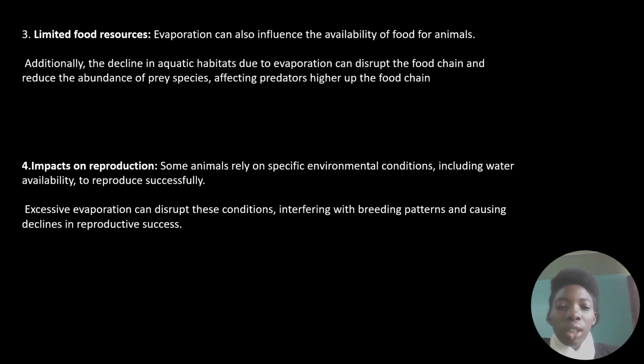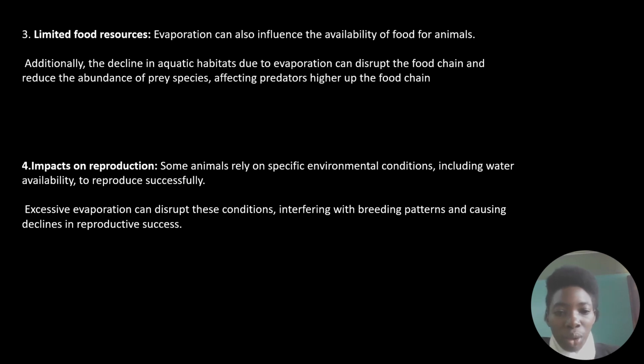And also, excessive change in the evaporation rate will limit the food resources for animals, where the evaporation rate also influences the availability of food for the animals. Where there is a favorable or optimal rate of evaporation, these food resources will be available, but in case of excessive or too low an evaporation rate, this food will be limited, so those organisms or animals may face the challenge of lacking food resources.